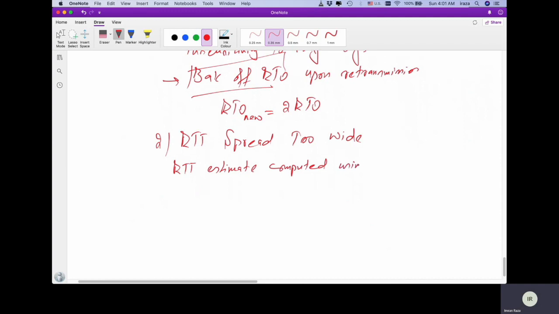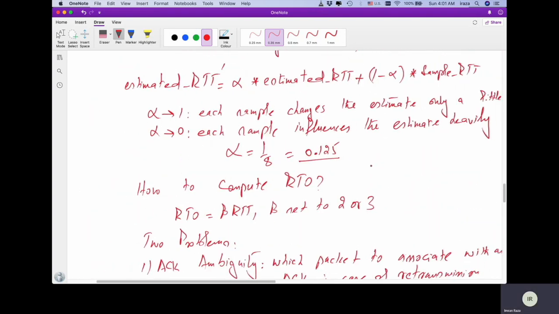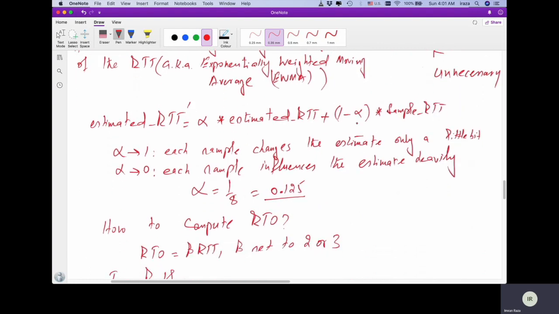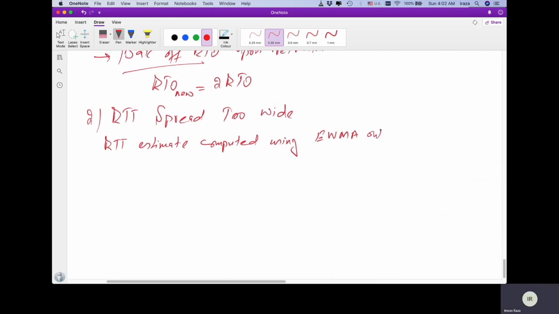Why is this so? Because the RTT estimate is computed using an exponentially weighted moving average. If you remember, we calculated it here. So this is based on the exponentially weighted moving average. That's why it only considers the mean, and here is the problem: it doesn't take variance into account.